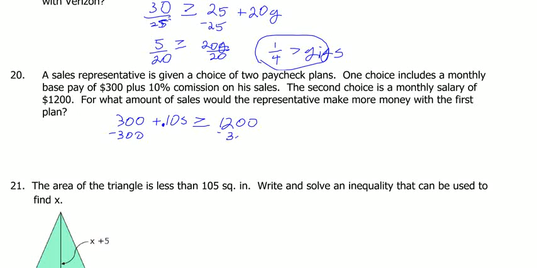And that's going to be 0.10 S greater than or equal to 900. We divide each side by 0.1, and that's going to be S greater than or equal to, let's see, move the decimal over 1, move the decimal over 1, so S needs to be greater than or equal to $9,000 in sales.